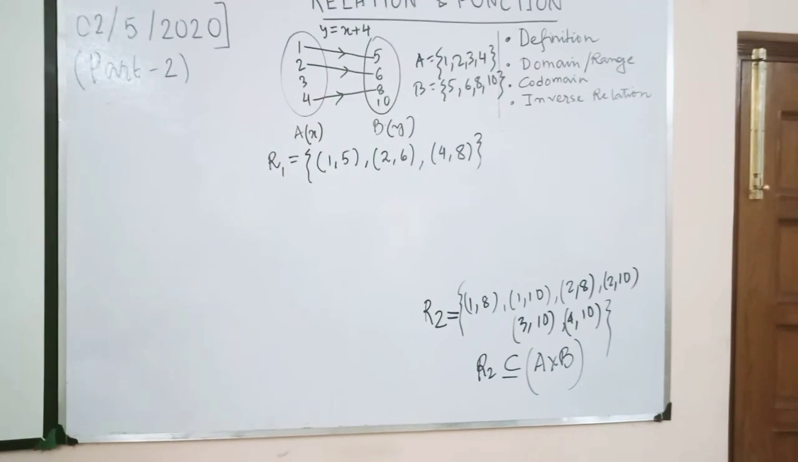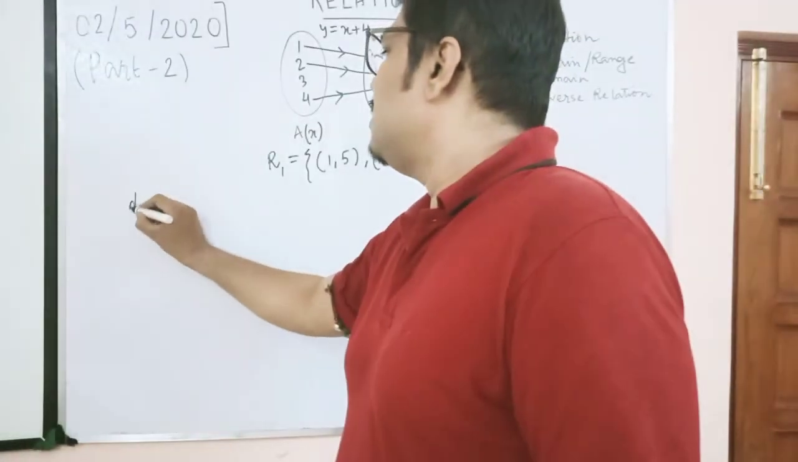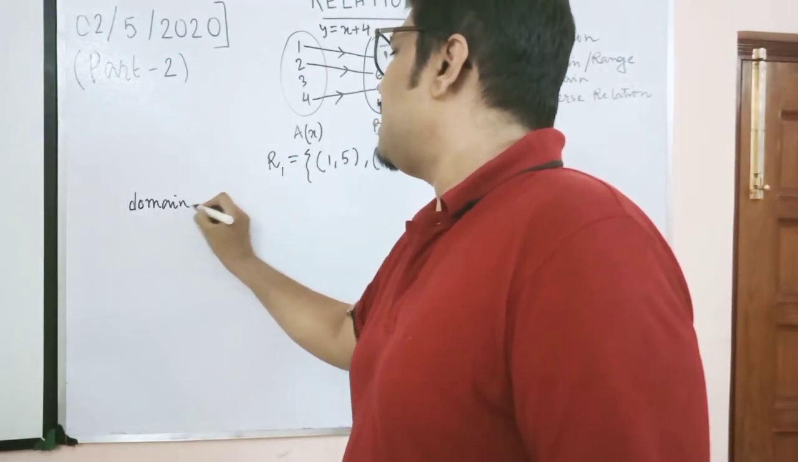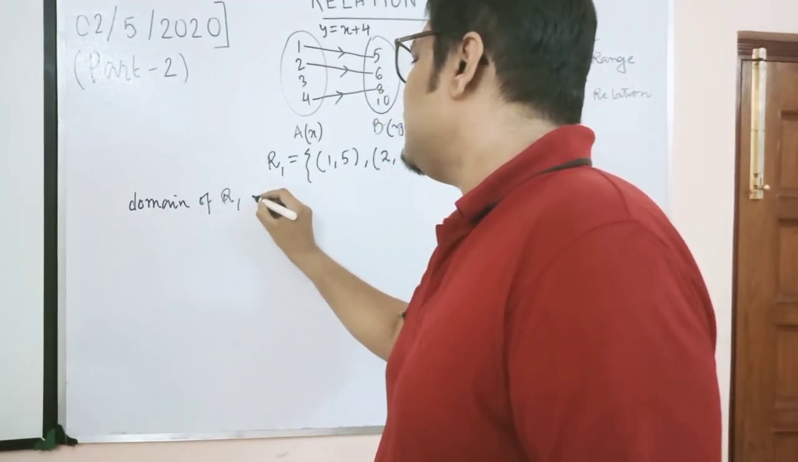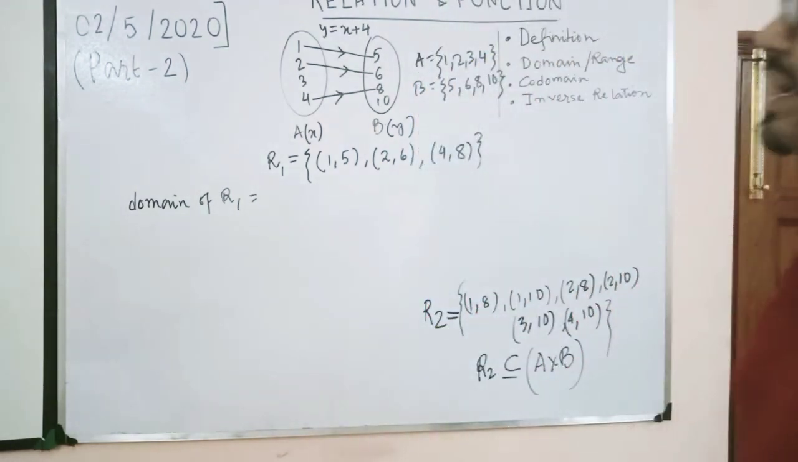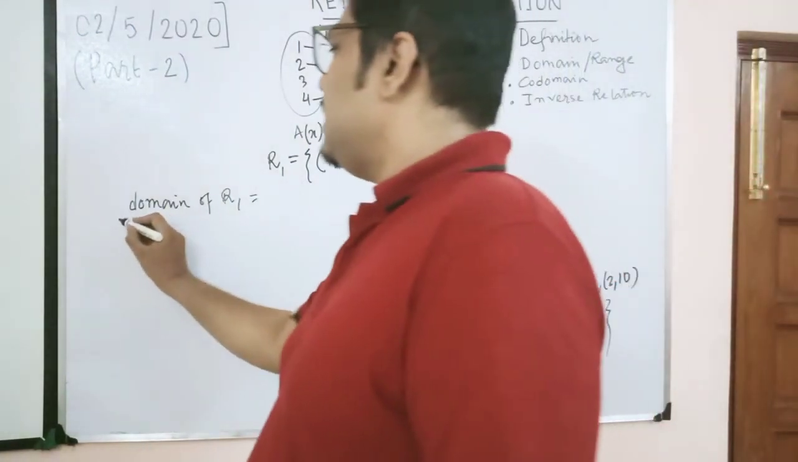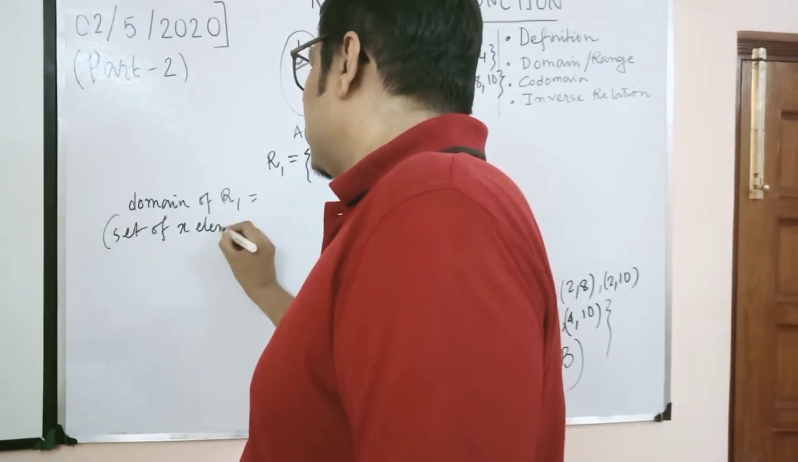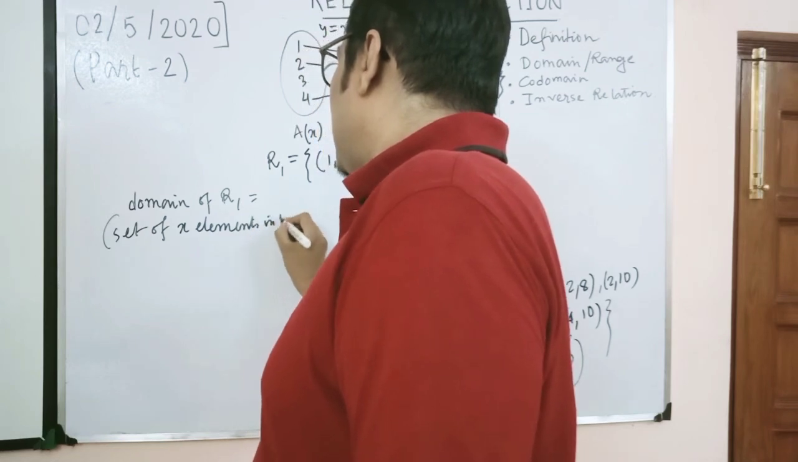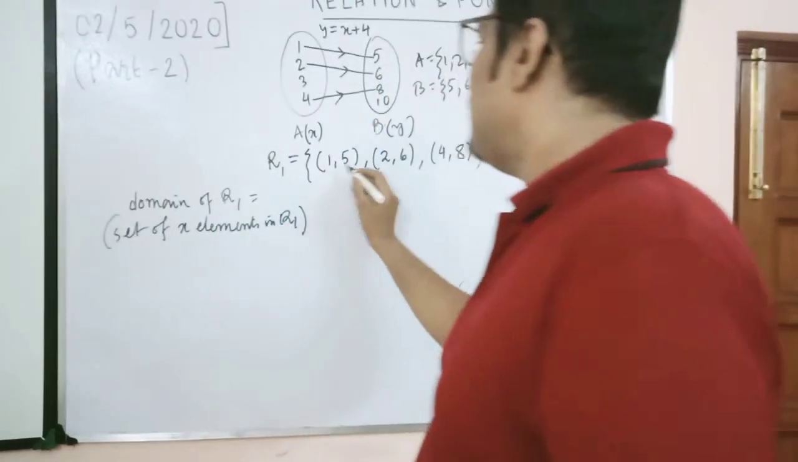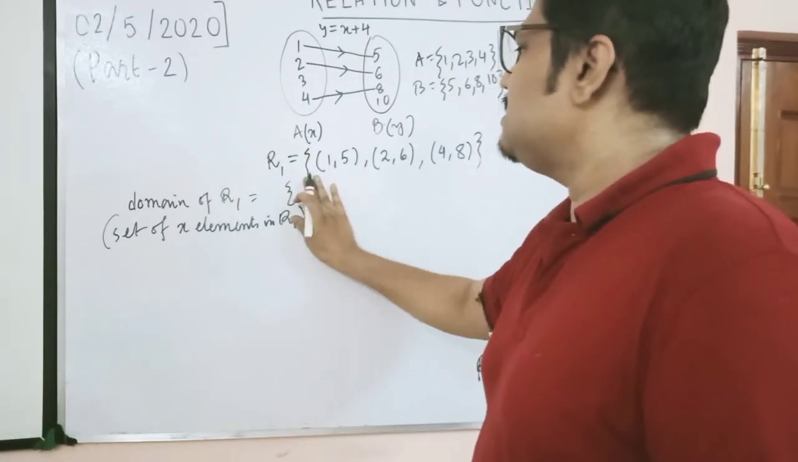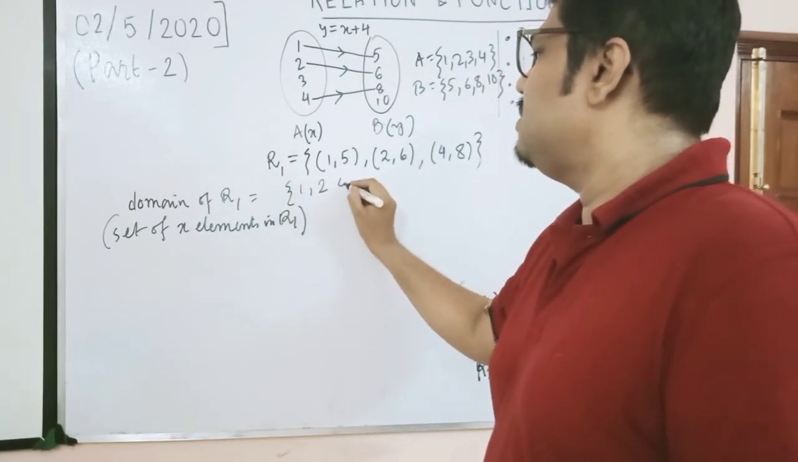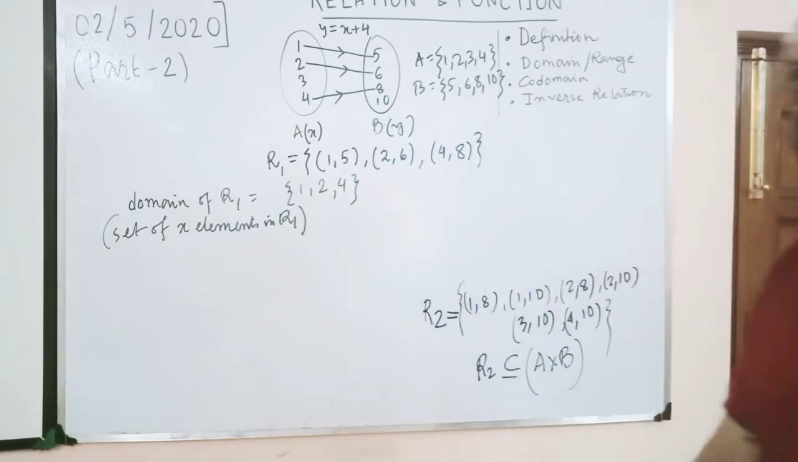I will discuss the domain and range of relations. Now look at it, what is domain? Domain of R1, you can easily understand, is the collection of all the X elements, or you can say it's the set of X elements in R1. So what are the X elements? You can see 1, 2 and 4. So the domain is a set. It will be 1, 2 and 4. So this is the domain of R1.